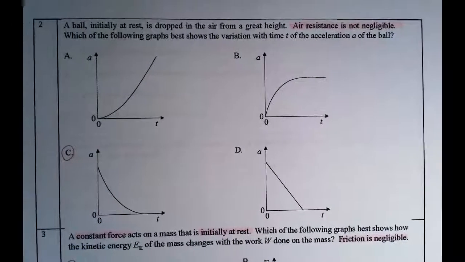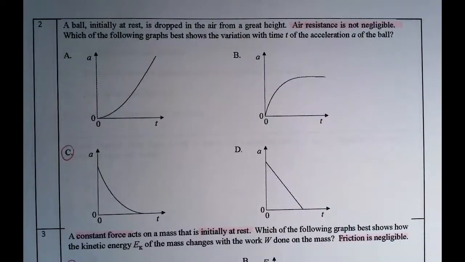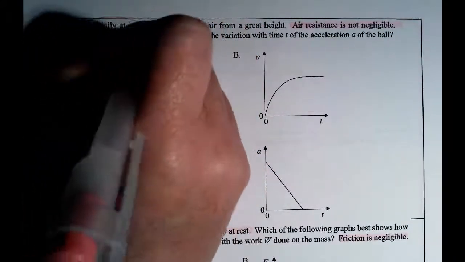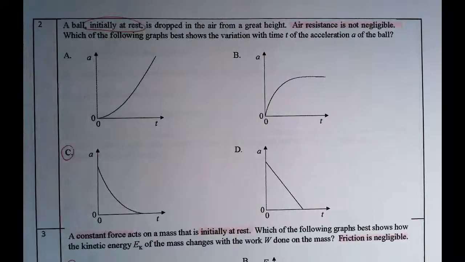is a ball initially at rest. Oh, I should have highlighted that bit as well. These are all clues, and so I would always be highlighting or circling when I'm in the exam so that I make sure I don't miss key things. Is dropped in the air from a great height. Air resistance is not negligible, so this is important. Which of the following graphs best shows the variation with time t of the acceleration a of the ball?